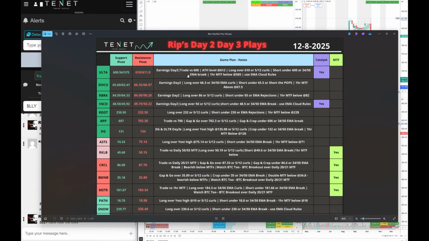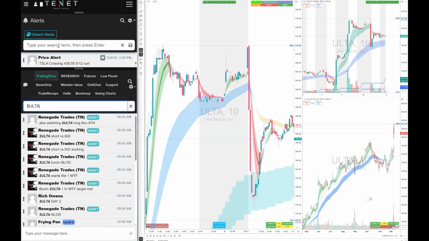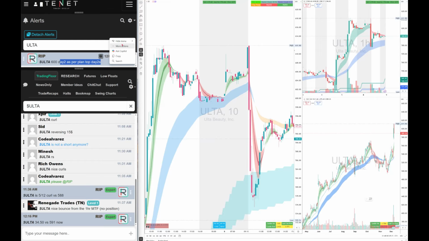The plan was simple: trade versus 600, long over 610, short under 600. So the plan was given to the traders, and traders executing it with confidence. Everybody trading Alta on the day 2 setup was beautiful. Top play on the day 2s, and Alta also right as soon as you start shorting here, it's break 600, you hold the short, you take it all the way to 572.